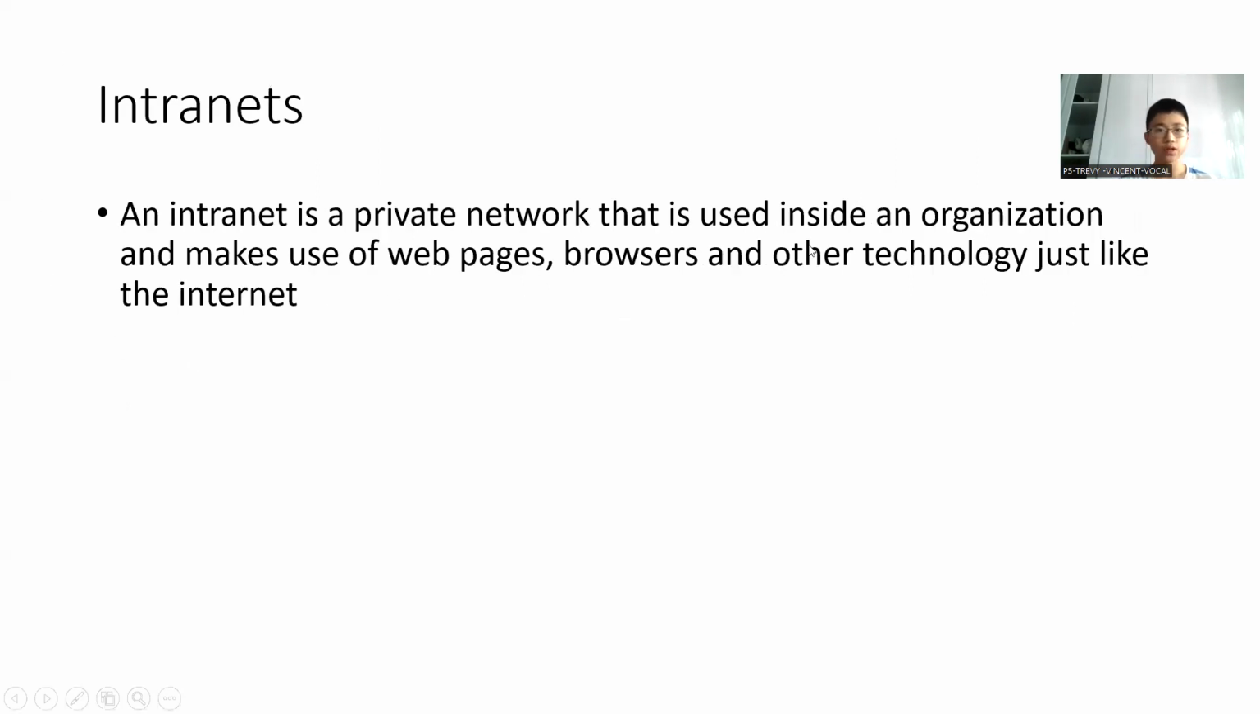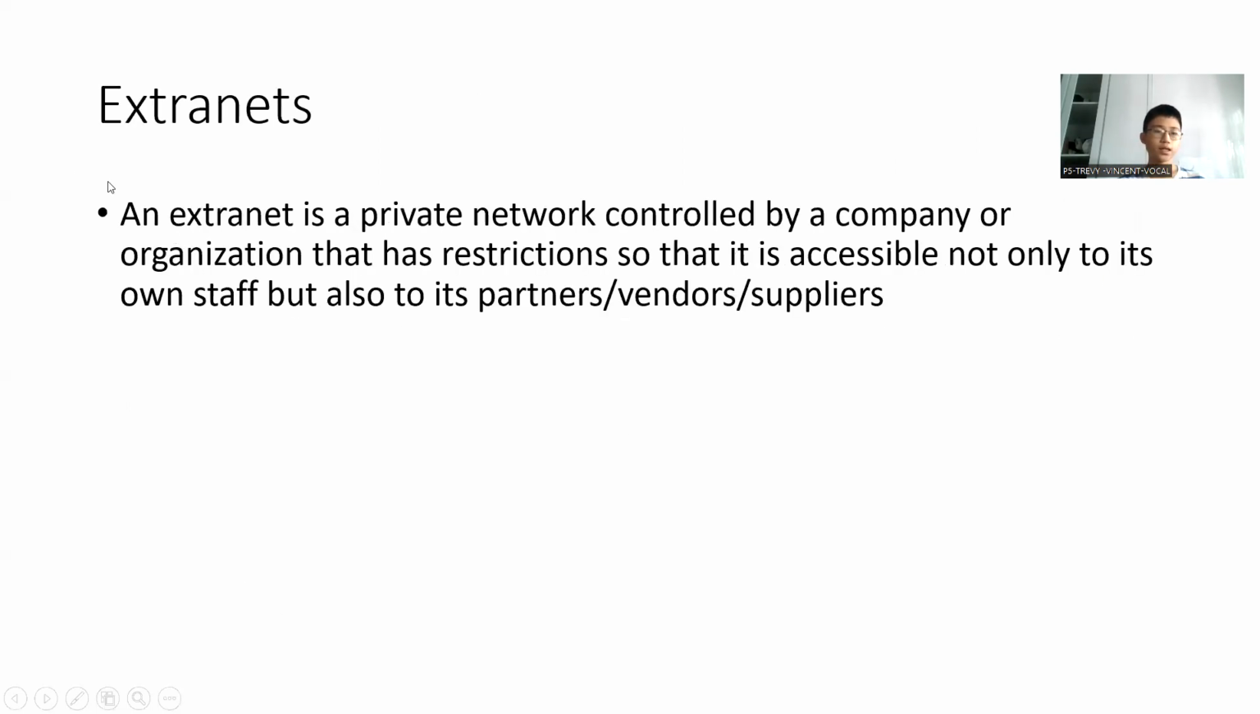Intranets. An intranet is a private network that is used inside an organization and makes use of web pages, browsers, and other technology just like this. An extranet is a private network controlled by a company or organization that has restrictions so that it's accessible not only to its own staff, but also to its partners.